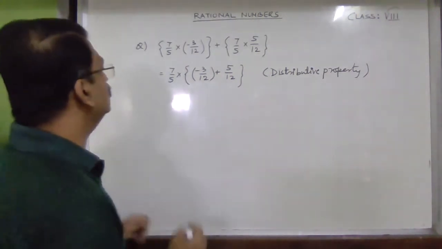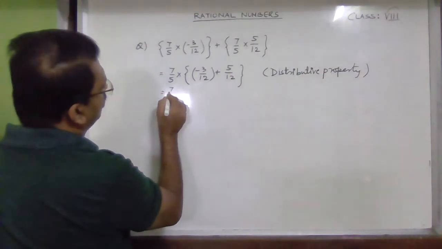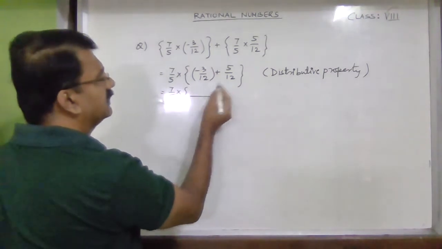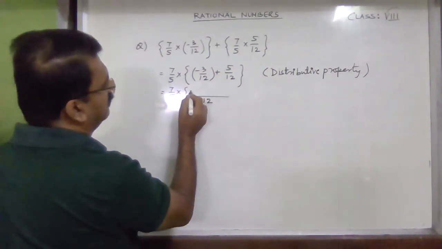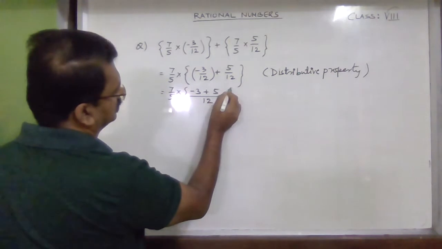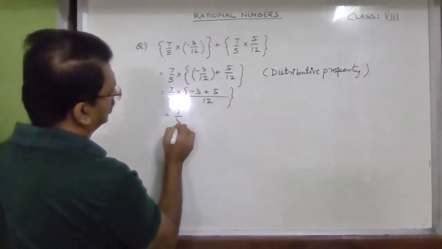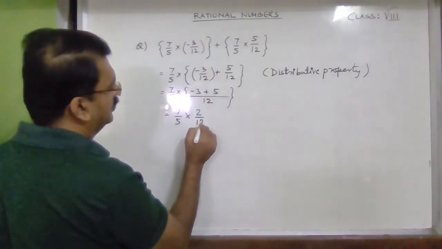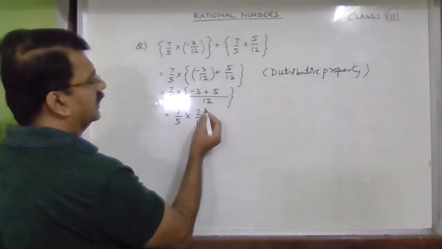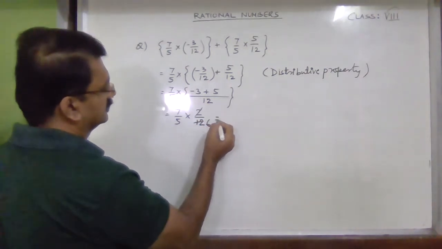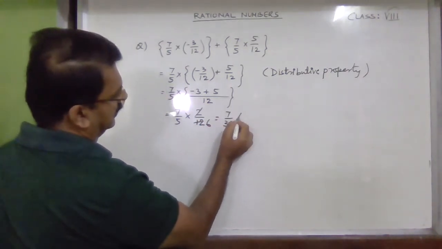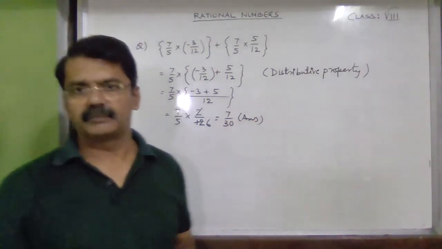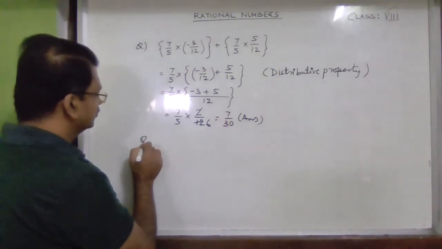Okay. Now 7/5 into, here both the terms have 12 in the denominator, so you will write 12 and then -3 plus 5. Now 5 minus 3 will be what? 2/12. Okay, so 7/30 is your answer. The answer is 7/30. Clear? Next question.